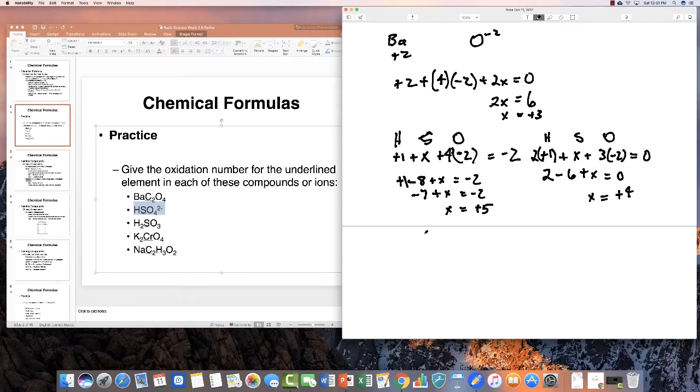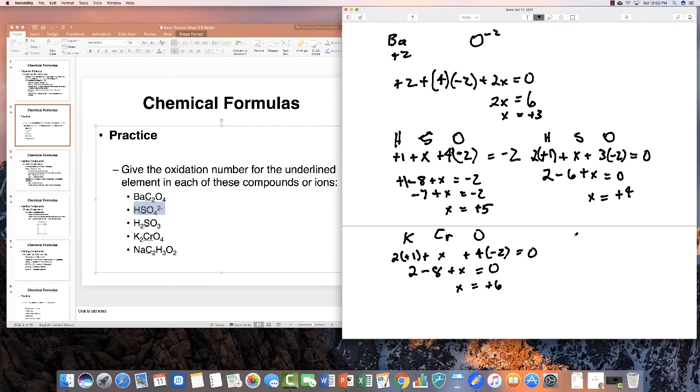Let's do this one. We have potassium, chromium, and oxygen. Okay, potassium is one of those 1A left-sided elements, so it's 2 times plus 1. Plus 1 is its common oxidation state. Again, oxygen is minus 2, so 4 times a minus 2. And then in the middle here, we have X. We don't know what chromium is. And all of this has to equal 0. So we have 2 minus 8 plus X equals 0. So X this time has to equal plus 6.